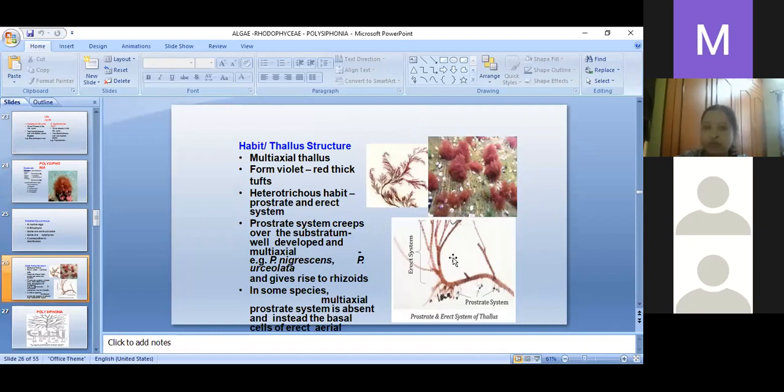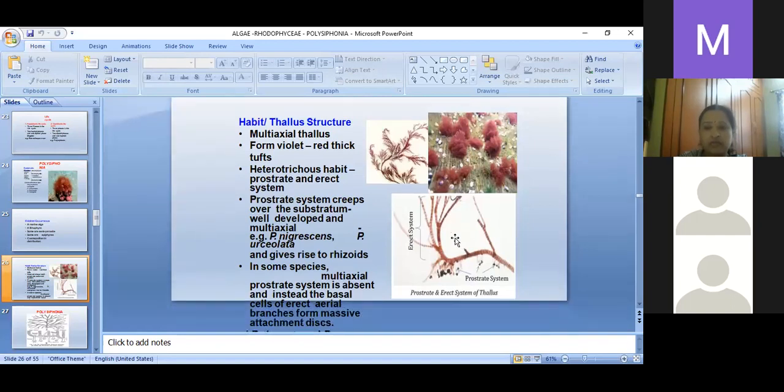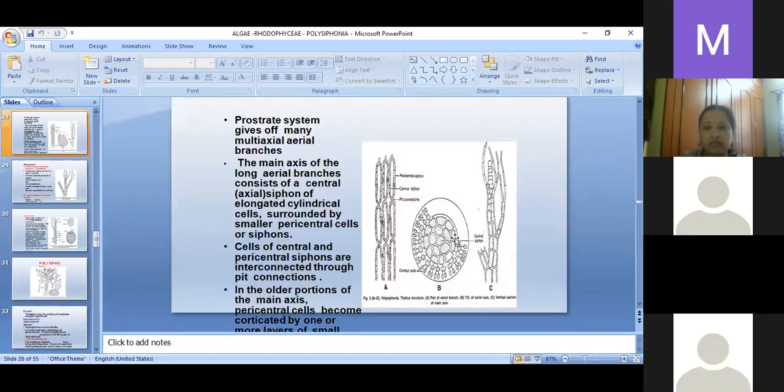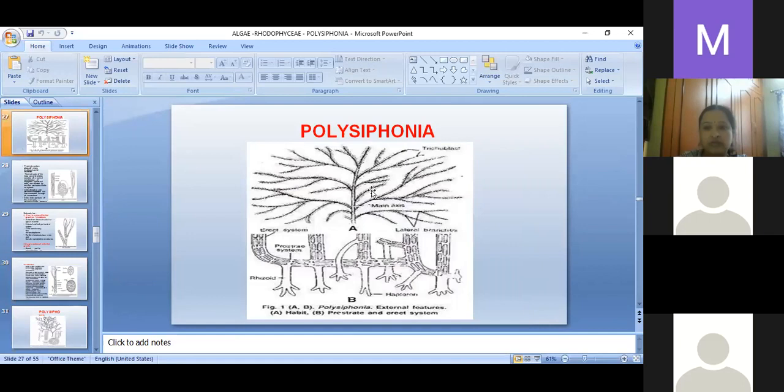What type of thallus is there? Erect system and prostrate system. Two types of thallus are there, very well developed. The height of the thallus is also a few meters in this one. You can observe all our Polysiphonia in marine algae, marine only. See, this one is the Polysiphonia habitat.